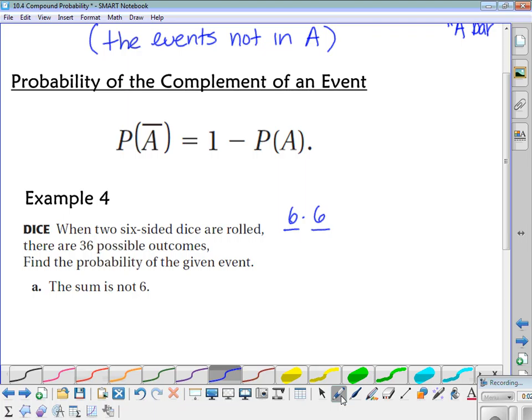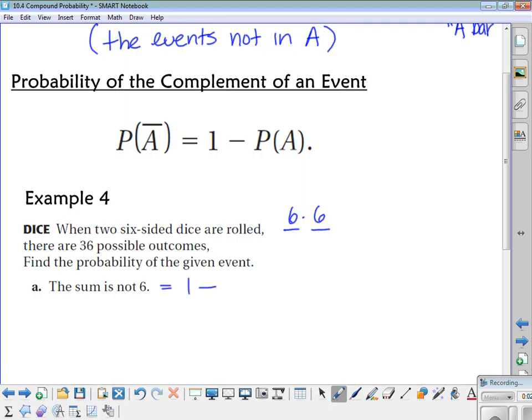So instead of figuring out all the ways it could be not 6, it's easier if I just figure out how many ways it is equal to 6. So the probability that the sum is not 6 is going to equal 1 minus the probability that the sum equals 6. So I've got 2 dice that I'm rolling, and so I'm going to make myself a little table of what possible ways I could get 6. And you've got 2 separate dice, so you have to think about what each one is going to roll.